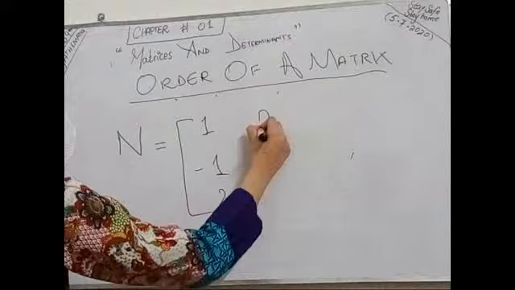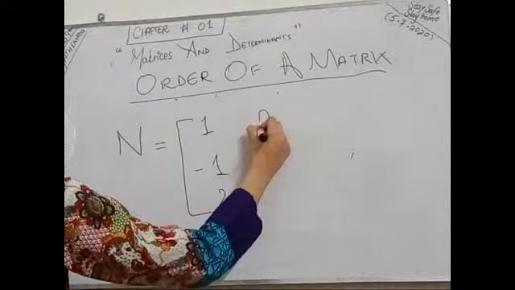Suppose we have 2 matrices A and B. A is said to be equal to B, and denoted as A is equal to B, if and only if the order of matrix A is equal to the order of matrix B, first condition, and second condition, their corresponding entries are equal. Let's take an example of the book on page number 3.